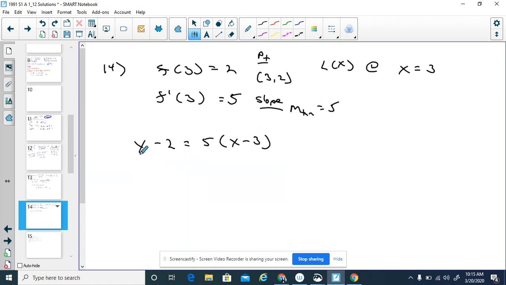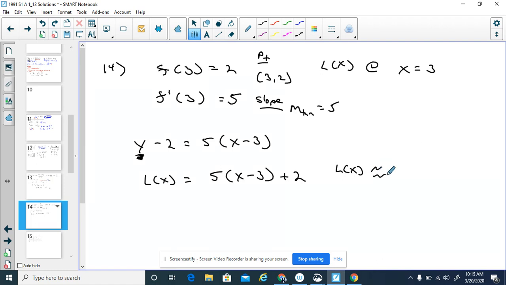Now to make it a linearization, it's pretty simple. Just solve for y and change the y to fancy notation L of x. So I would add 2 to both sides, change the y to L of x, and basically I'm going to get that. So that is my linearization. Now remember what a linearization is. It's an approximation function.